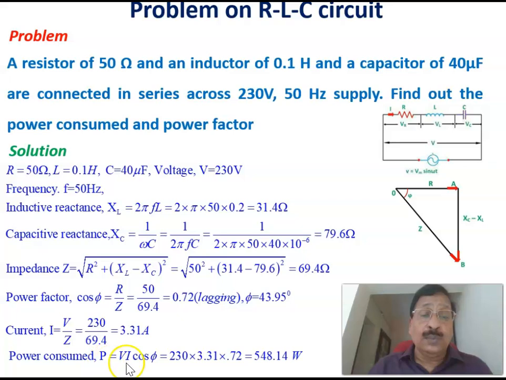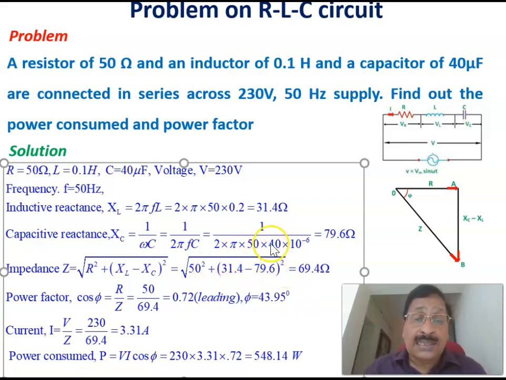And the power consumed by the circuit is given by voltage into current into cos phi, the power factor. Voltage equals 230 volt, current equals 3.31 amperes and power factor equals 0.72. Therefore, the power consumed equals V I cos phi, 230 into 3.31 into 0.72, which is equal to 548.14 watts.